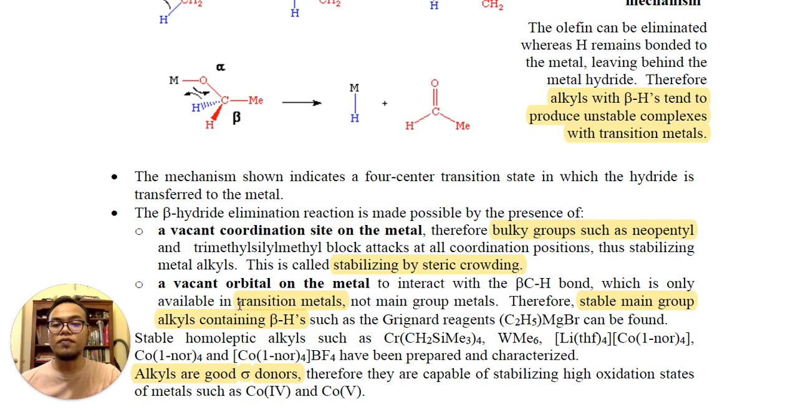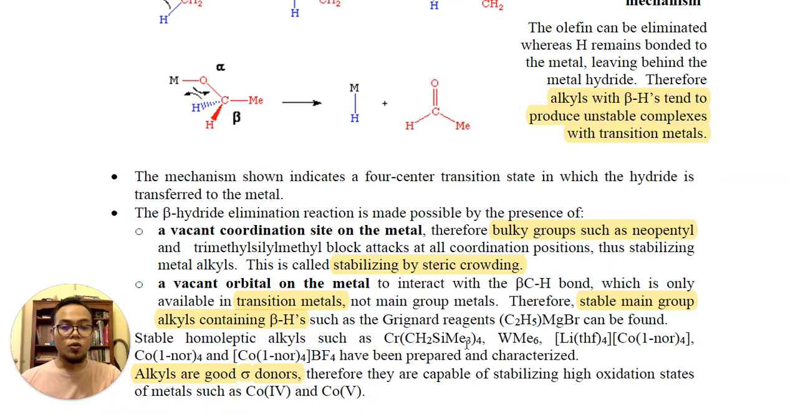The second one is a vacant orbital on the metal, which can interact with the beta carbon-hydrogen bond. This is only available in transition metals, not main group metals. So you can see a vacant orbital on the transition metal. When you see this, then it will not be stable.